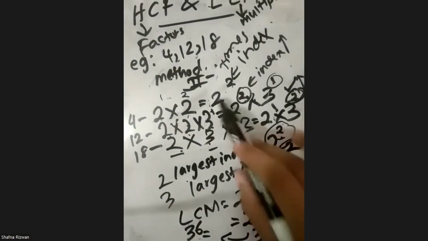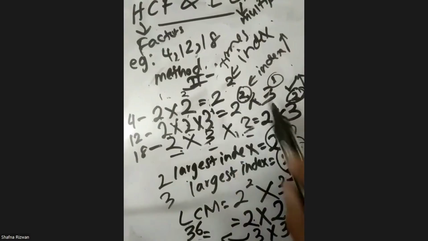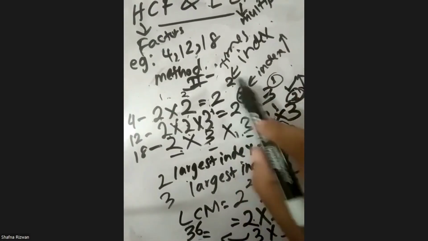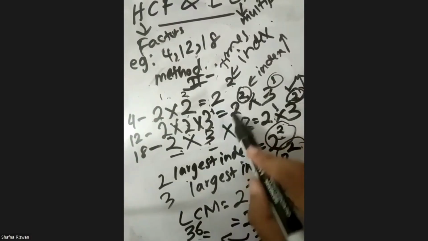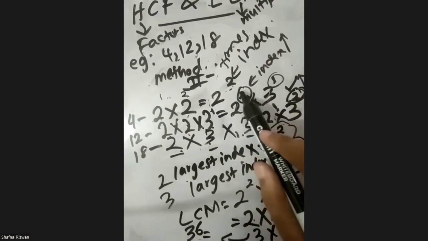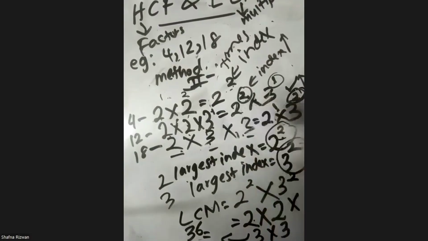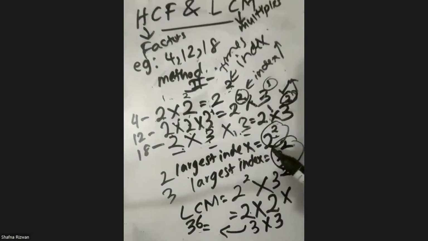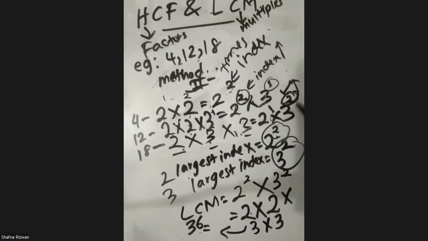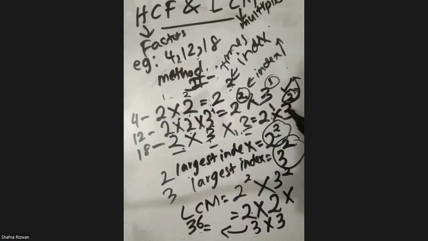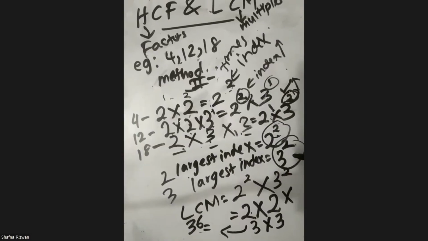And after that, now you know you have 2 here and 3 here. So you have to see for the number 2 where you have the largest index. Here the index should be the largest. 2 to the power 2 is there, 2 to the power 1 is also there. So 2 to the power 2 is the largest for the number 2. So I will write it here. And for 3, what's the largest index that you have, 1 or 2? 3 to the power 2 is the largest. So I will write it here.